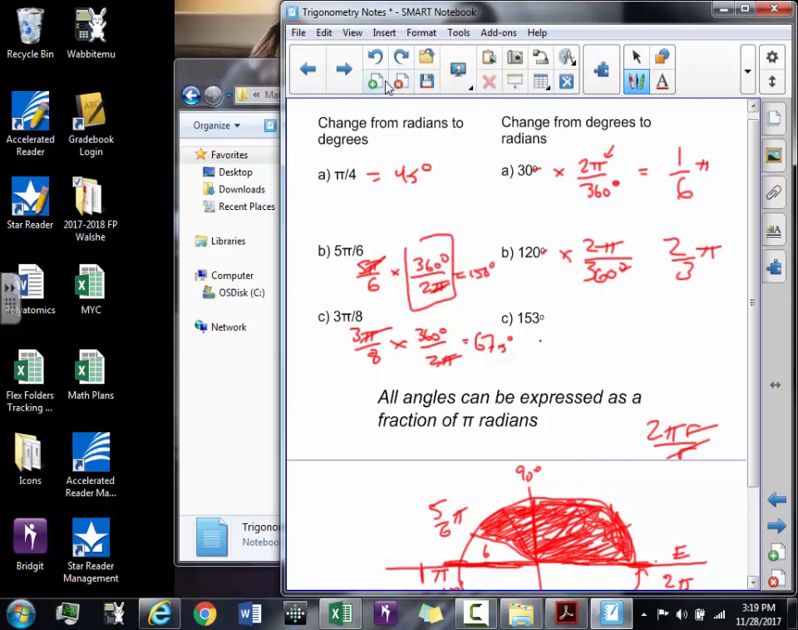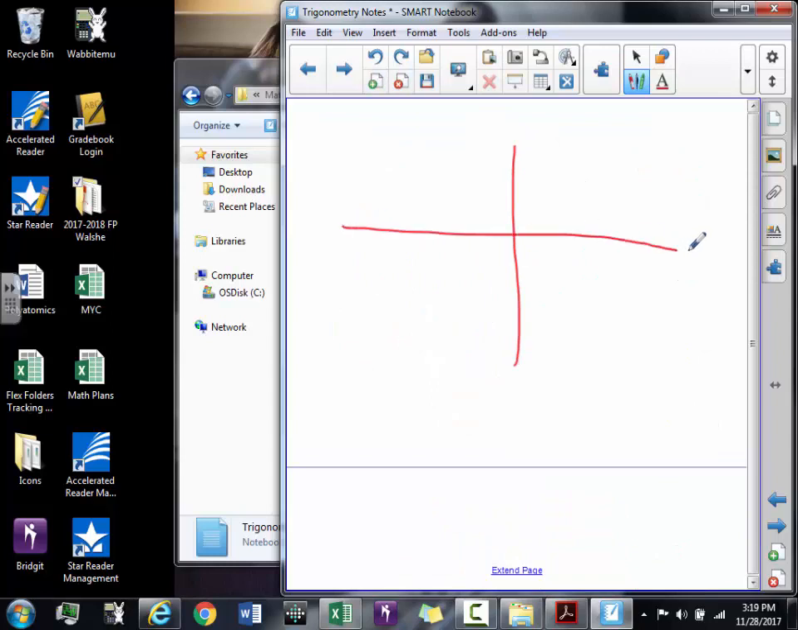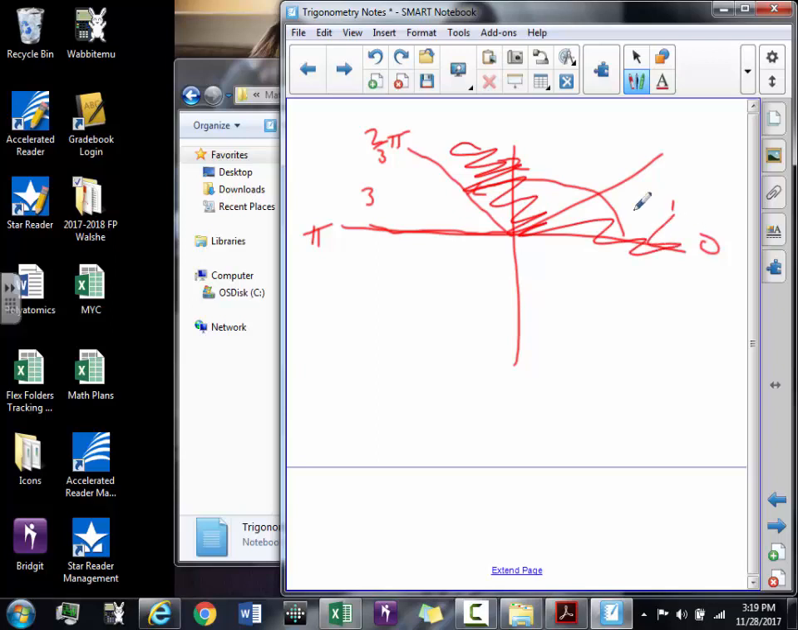Here's what that means. I'm going to just draw a new slide right here. If this is 0 and that's pi, here's the first third of pi, here's the second third of pi, here's the third third of pi. If I need 2/3 of pi, it means that I need all of this filled in from here to here. And guess what? That's 120 degrees then.